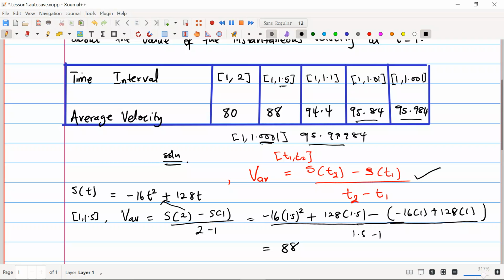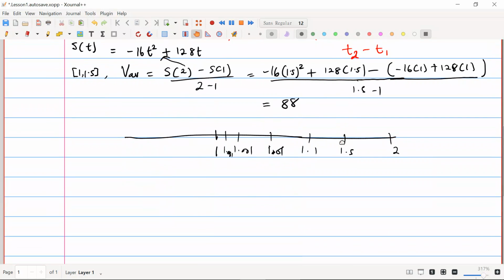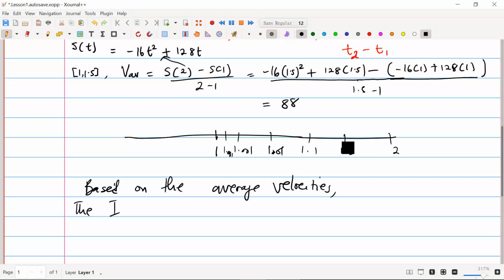Okay, so the conjecture here, based on the average velocities, the instantaneous velocity, let me just say IV, the instantaneous velocity is 96 meters per second. Why? Because it's getting closer and closer and closer to 96. Okay, if I round it to the nearest whole number, it's actually 96.